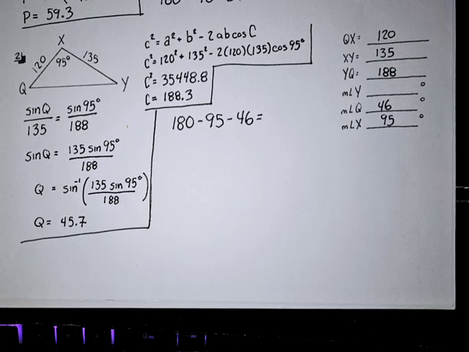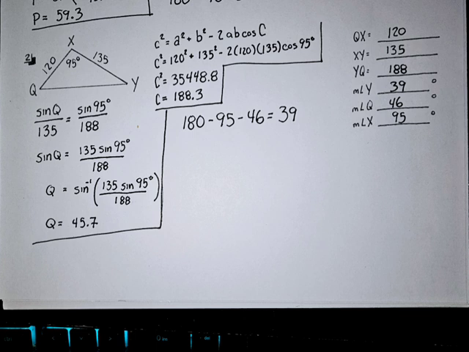All the angles of a triangle add up to 180 degrees, so I'm going to take 180 minus the 95 and minus the 46. Subtracting all those numbers, I get 39, which means the last value, the measure of angle Y, is 39 degrees. And that's it for this test.